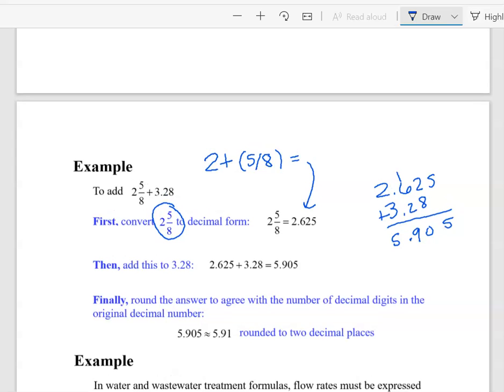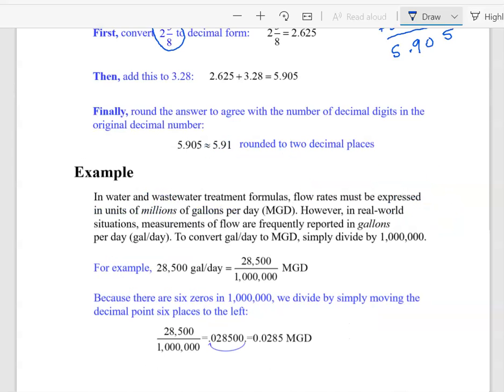It says finally round this answer to agree with the number of decimal digits in the original decimal number. Well, the only decimal number we had was this, and so we would want to round just to 2 decimal places. So our 5.905, we would want to stop with the 0, look next door, the 5 would make the 0 round up to a 1. And so that's how they're getting this answer. They rounded to 2 decimal places because in our original problem we only had 2 decimal places.